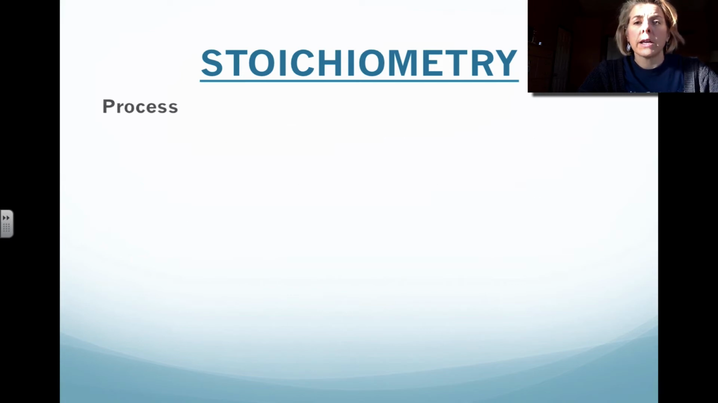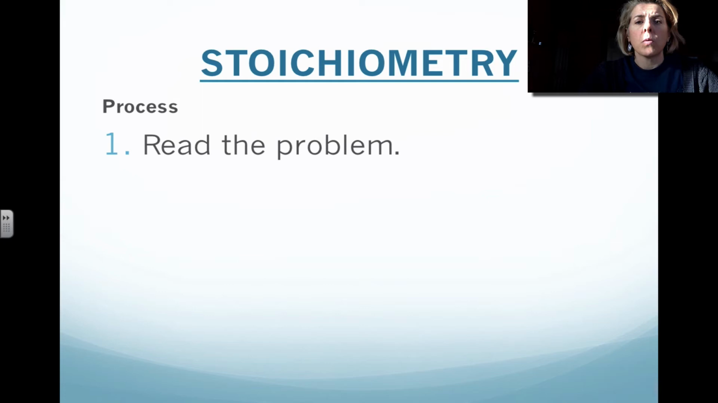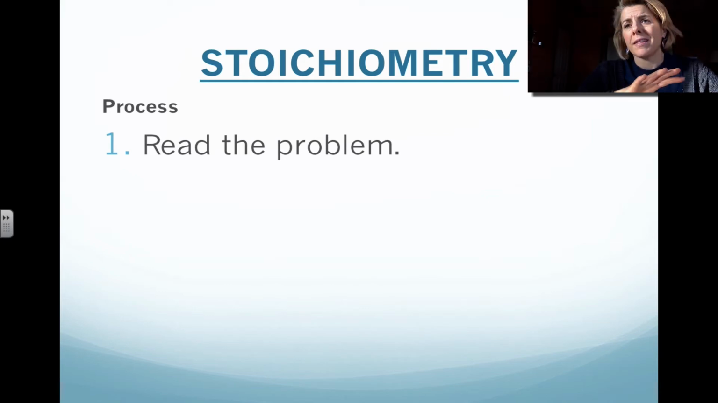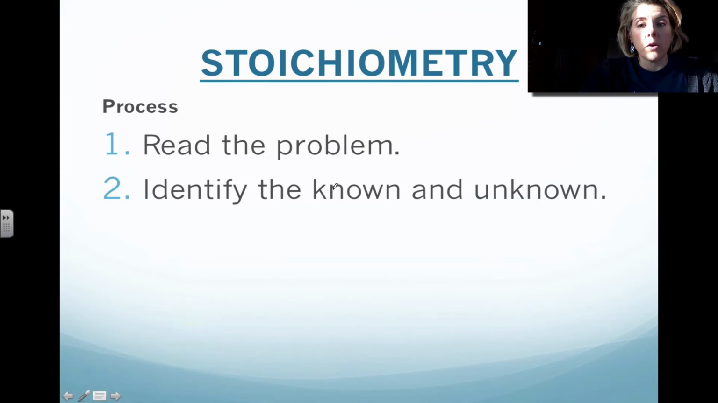Now, with stoichiometry, there's a certain methodology or a certain way that you want to solve problems. So the first thing that you need to do with any stoichiometry problem is make sure you read the problem. This is key. You want to identify what do you know, what don't you know. So you're going to look for the known first, and then after you look for the known, you're going to look for the unknown. And we'll practice this in class.